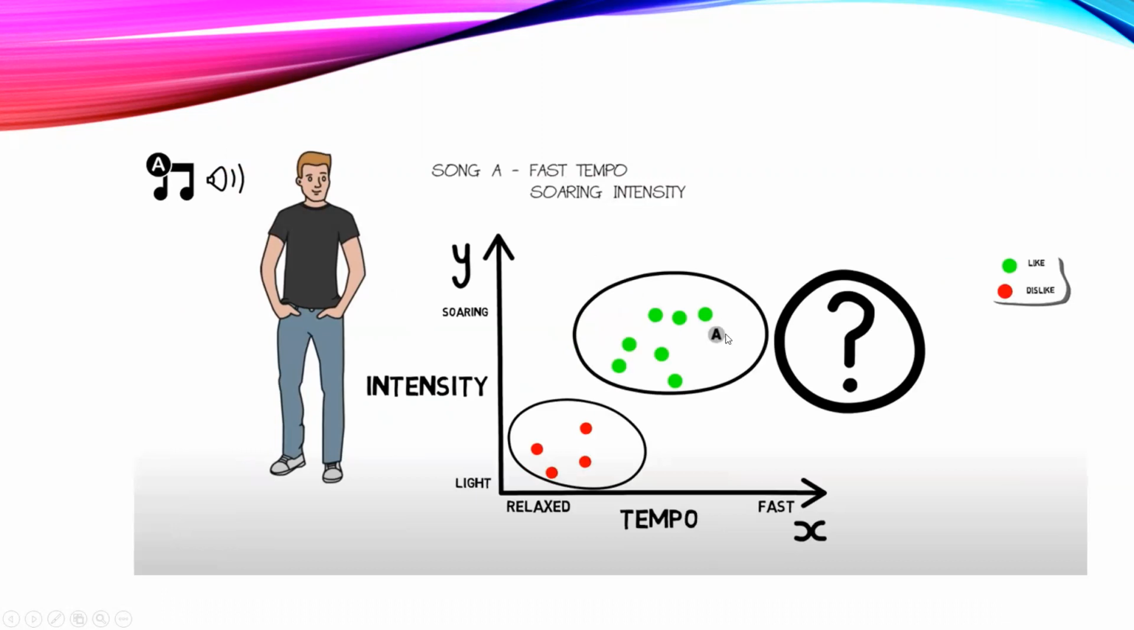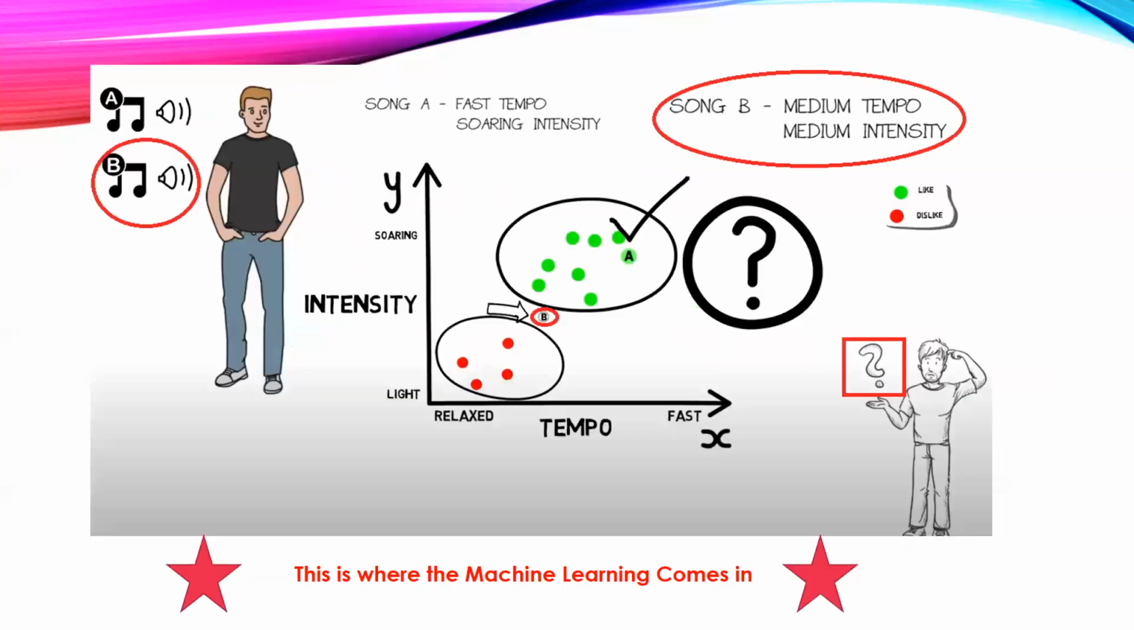So we have a model, and we are going to predict song A. Song A is coming into this region of likes. So we can predict that Paul likes song A, right? Let's say the next song we are predicting has a medium tempo and medium intensity. In this case, it lies between these two regions, and that's going to be a little bit more confusing to predict whether he likes it or not, because it's in the middle, right?